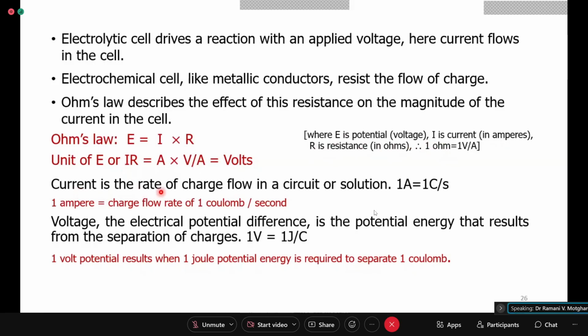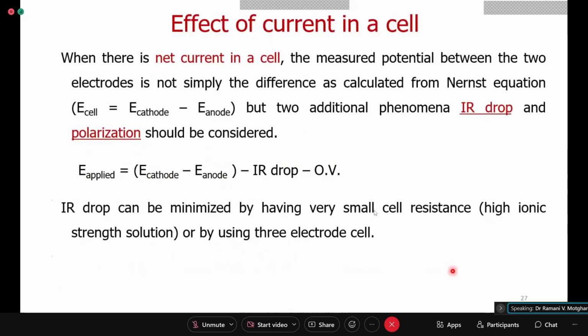Okay, so the current is the rate of charge flow in a circuit or solution, that is coulombs per second. So charge is C per second, and voltage, the electrical potential difference, is the potential energy that results from the separation of charges. We know wherever you have accumulation of charges, it will lead to joules per coulomb. So 1 volt potential results when 1 joule of energy is required to separate 1 coulomb of charge. Okay. So what is the net effect of current in a cell?